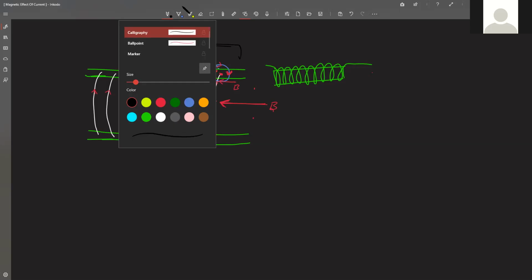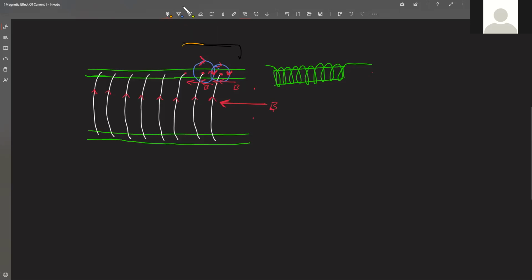the blue circles, if I magnify, it is actually like this. This is magnetic field due to one wire, and magnetic field due to the other wire will also be the same. I mean, the direction of that magnetic field will also be the same.